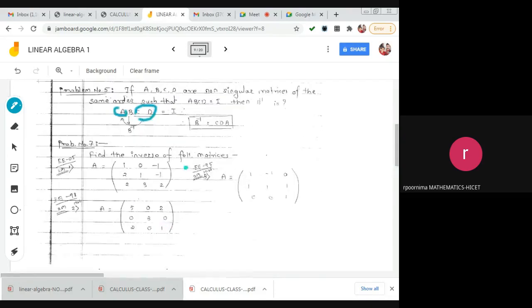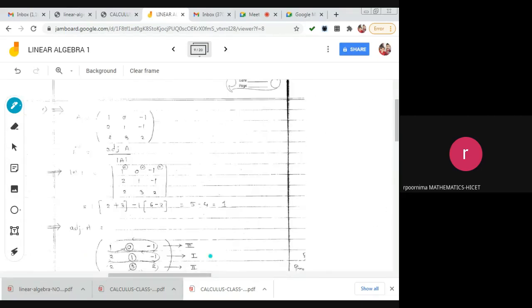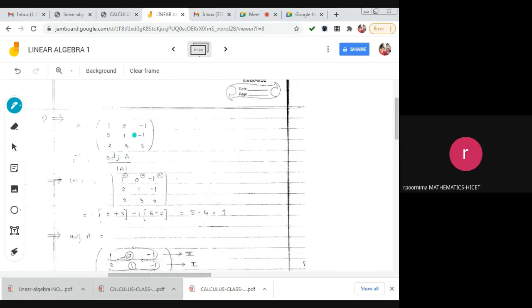Next, find the inverse of the following matrices. A is equal to: first row 1, 0, minus 1, second row 2, 1, minus 1, then third row 2, 3, 2. So three problems are given to find the inverse. You know that A inverse equals adjoint of A by determinant of A, no? Then you write the formula A inverse equals adjoint of A by determinant A.